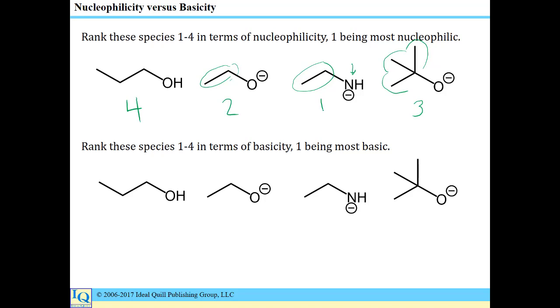If we take a look at the same species and try to rank them in terms of basicity, we would say that the least stable of these would be the most basic. The least stable of these would be the species with a negative charge on the nitrogen. So that would be our strongest base. The electronegativity of the oxygens with negative charges makes them more stable than a negative charge on a less electronegative nitrogen atom. The most stable of these, of course, will be the neutral species, which does not have an excess of negative charge localized on one atom.